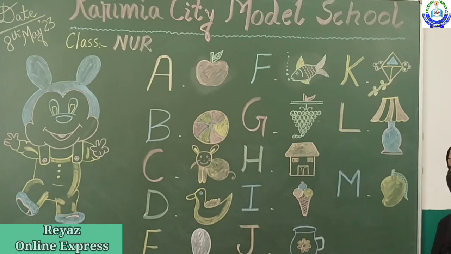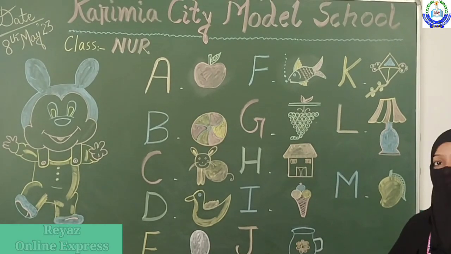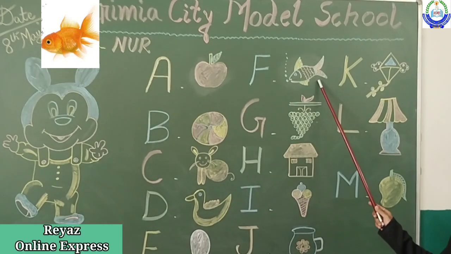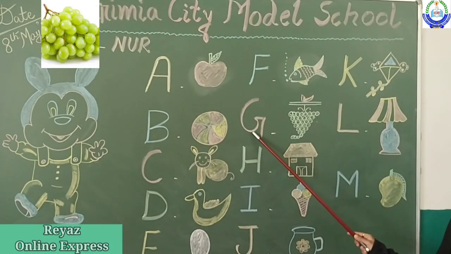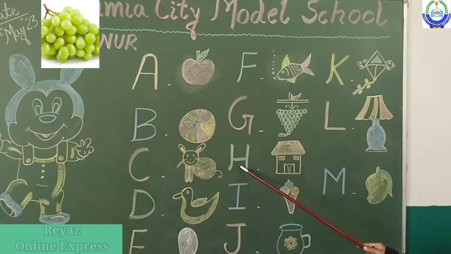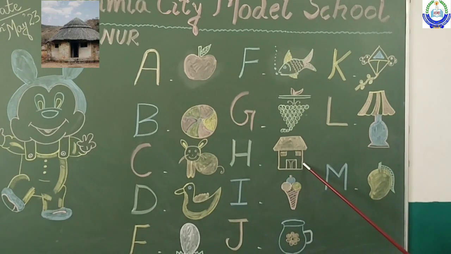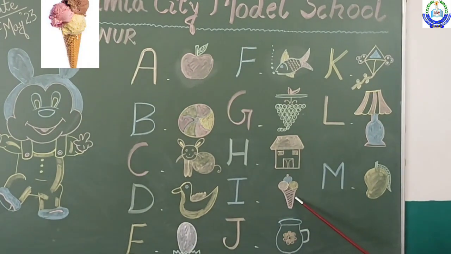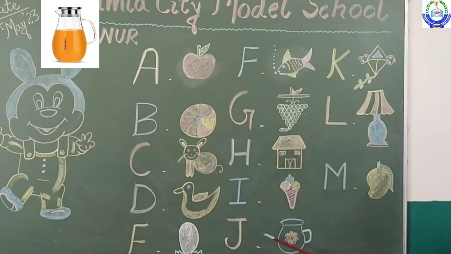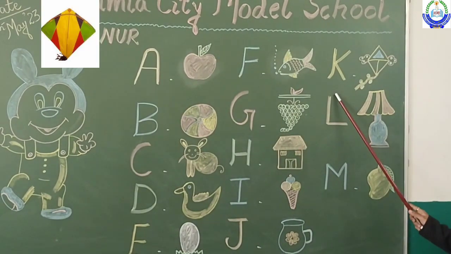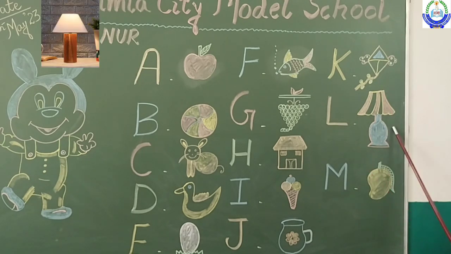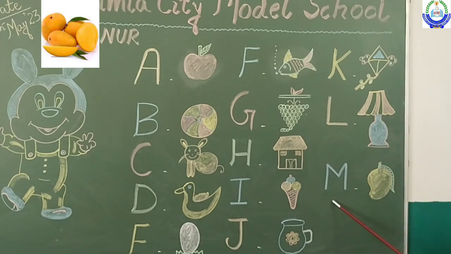Now students, are you saying with me or not? Again say. F. F for fish. G. G for grapes. H. H for hut. I. I for ice cream. J. J for jug. K. K for kite. L. L for lamb. And M. M for mango.